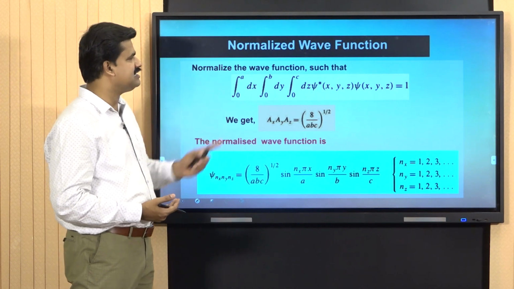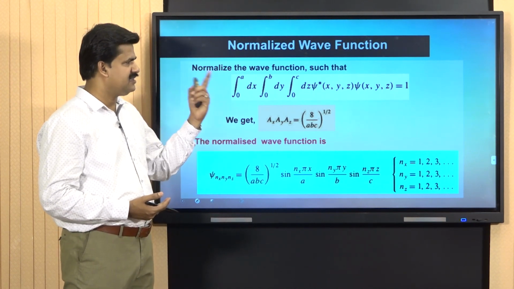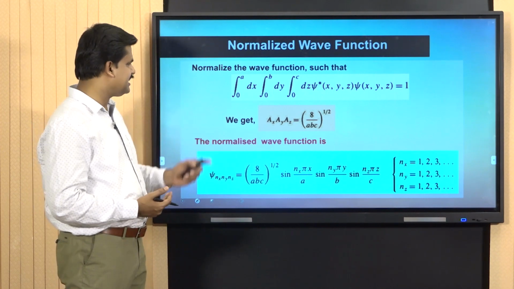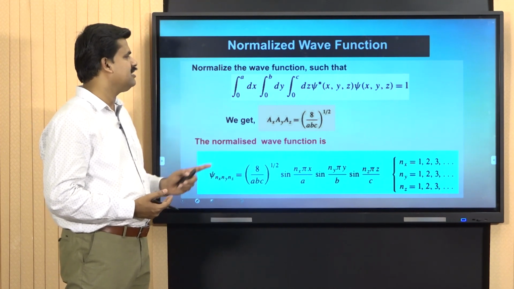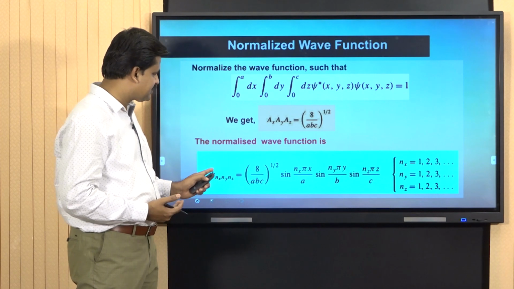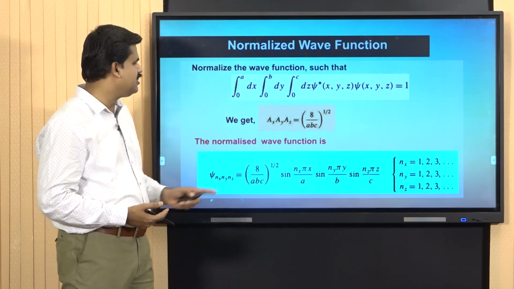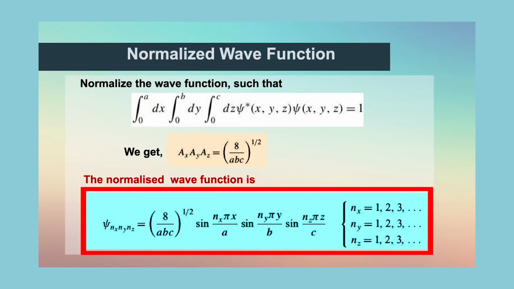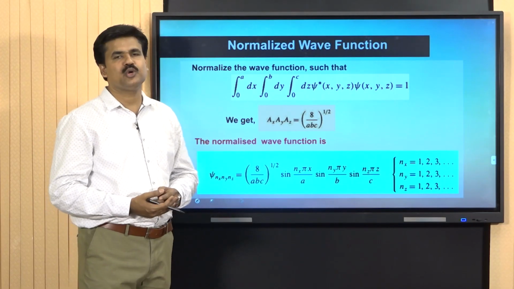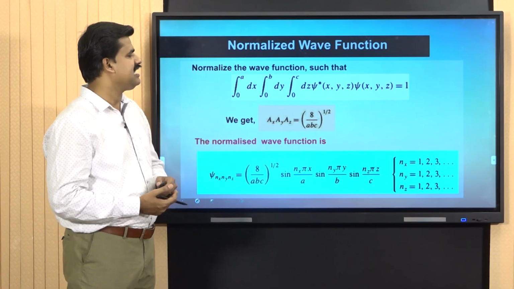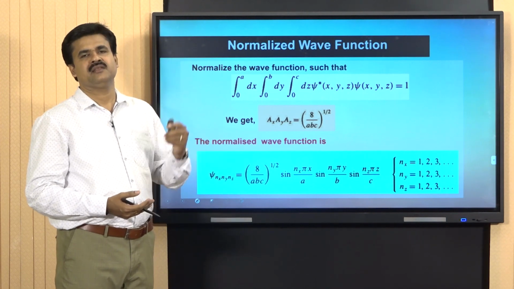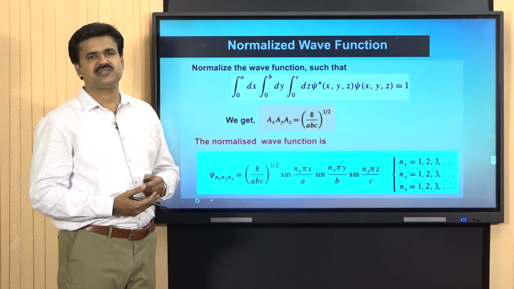And on applying this and solving by substituting the values, we get the final solution as psi(x, y, z) or psi(nx, ny, nz) equal to under root 8 by abc, sin(nx pi x / a) into sin(ny pi y / b) into sin(nz pi z / c), where nx equal to 1, 2, 3, etc. Similarly, ny and nz also have whole number values 1, 2, 3, etc.